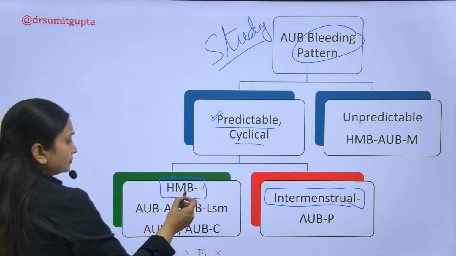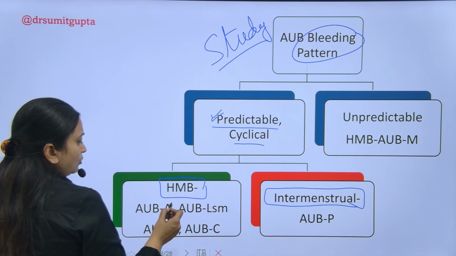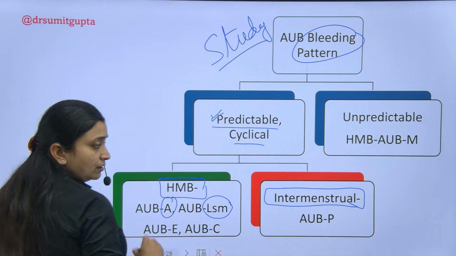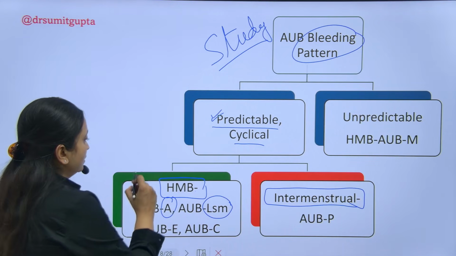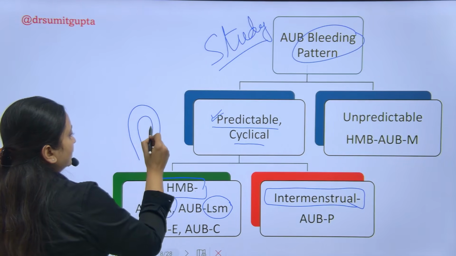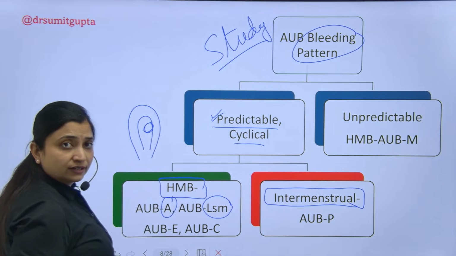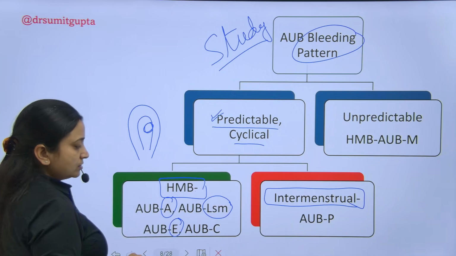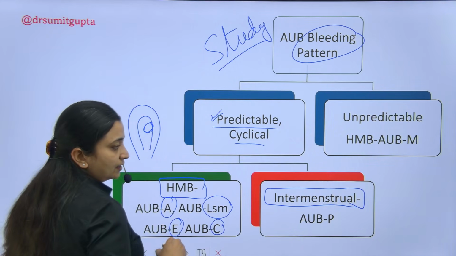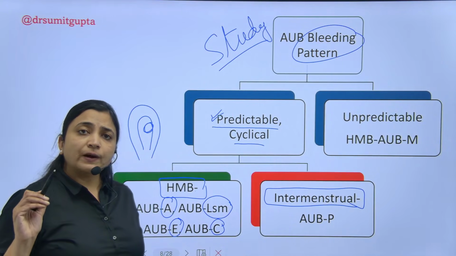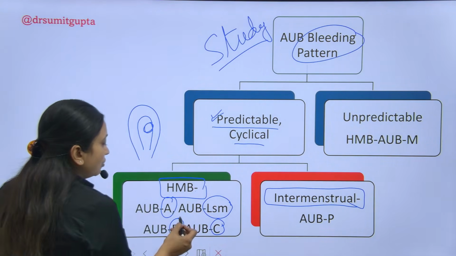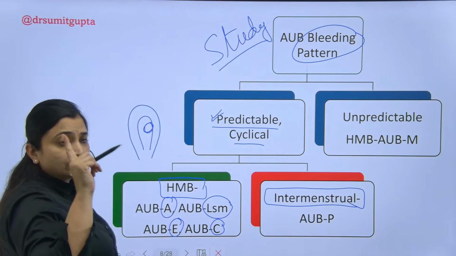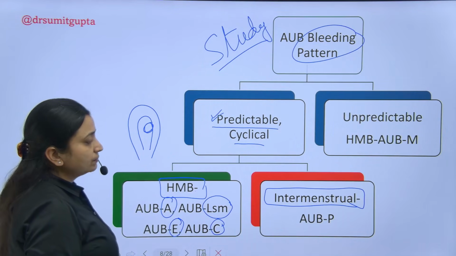So if it is very heavy, it could be either adenomyosis or some leiomyoma, which is mostly submucous. Submucous means inside the cavity, which is distorting the cavity. So there is heavy bleeding. Or some other endometrial causes or coagulopathy. I hope you remember the FIGO PALM-COEIN classification. So either it could be structural or non-structural. You keep these 4 differential diagnoses in mind.